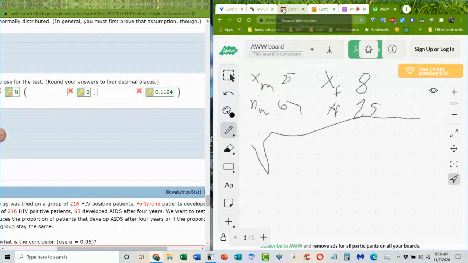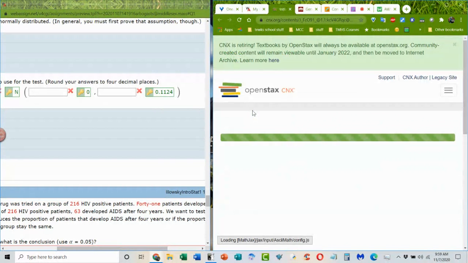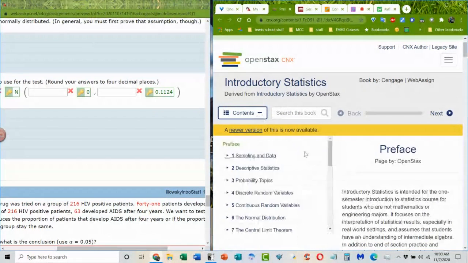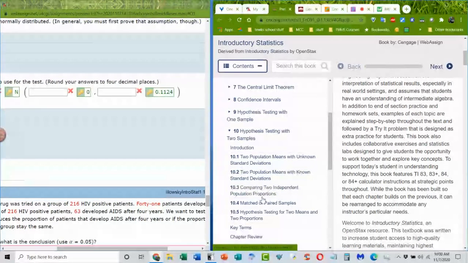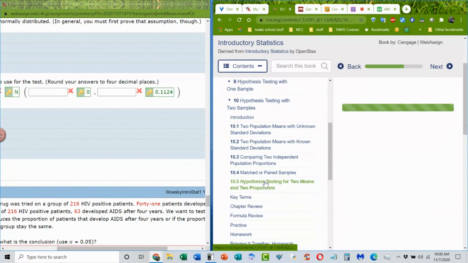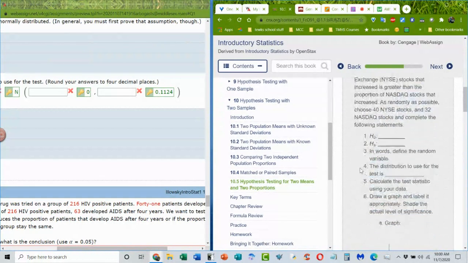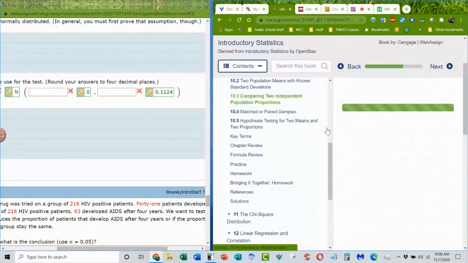And I'm going to just show you. And it's not worth memorizing. So. Two samples. That's not what I'm looking for. Yeah, there it is. Two proportions. I'm like, where's the word proportion? That was what I couldn't find.